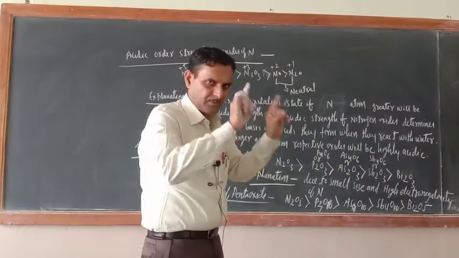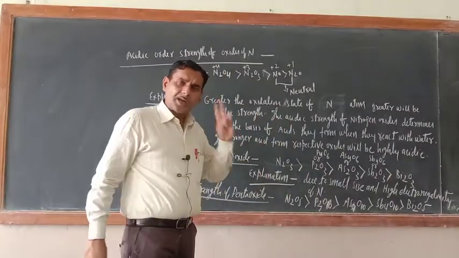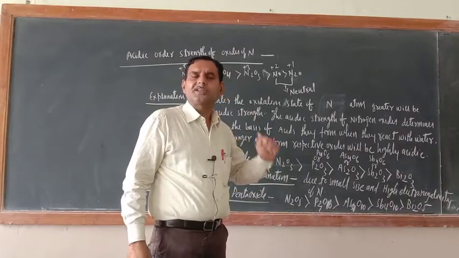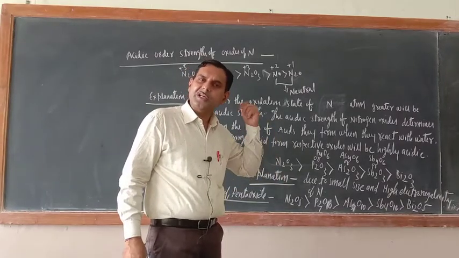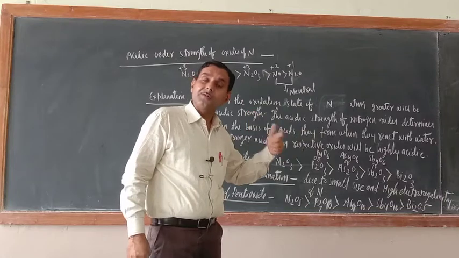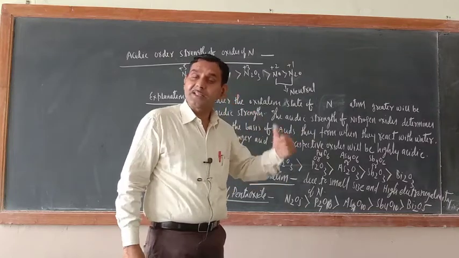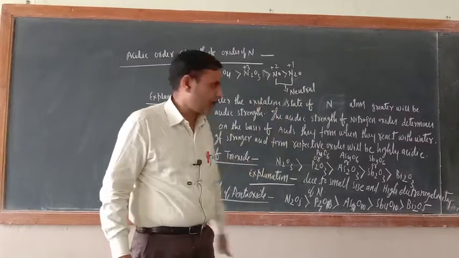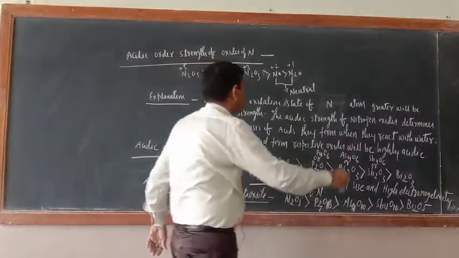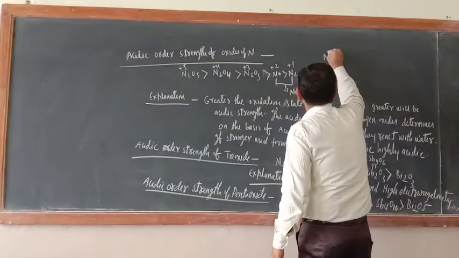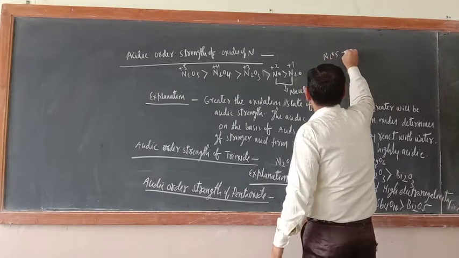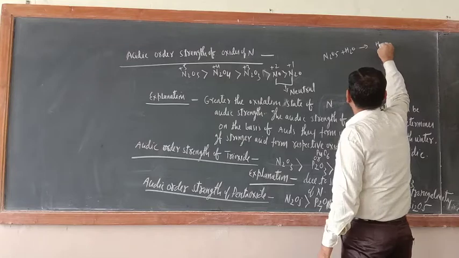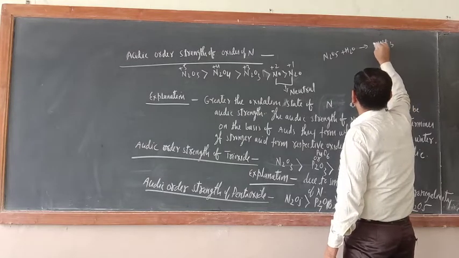This is one factor. Another important aspect is that the acidic strength of oxides of nitrogen is determined on the basis of the acid they form when they react with water. Just try to understand. Just see, N2O5 reacts with water, H2O, and it forms HNO3.